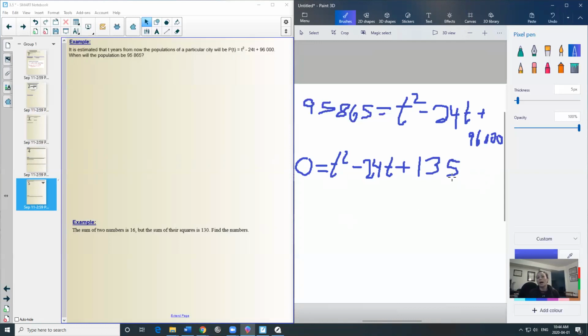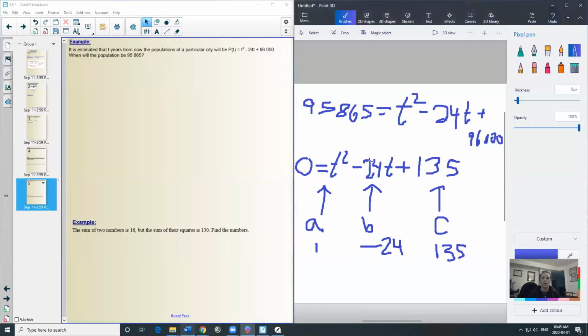This is where I would like to factor. If you're really good with your factoring, great. For this one, just to show you, we're going to use the quadratic formula. So T squared minus 24T plus 135. This is our C value. Negative 24 is our B value, and our A value is 1. So A is 1, B is negative 24, and C is 135.